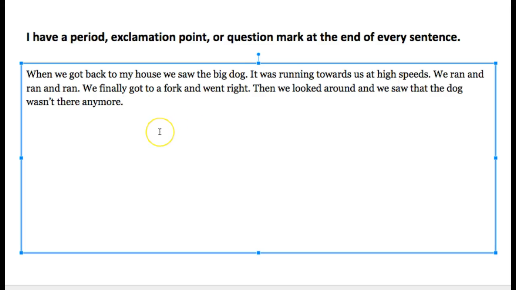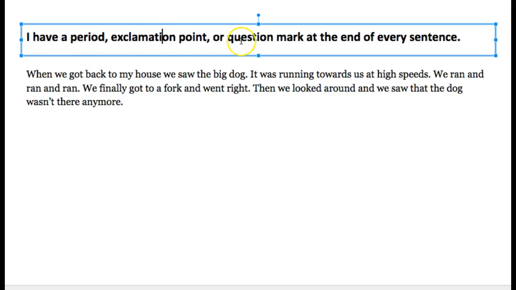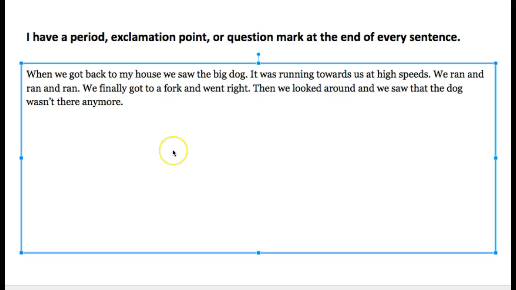So now I want you to go back to your essay or story and check to see that you have end punctuation, check to see that you have periods, exclamation points, or question marks. You're going to check that you have the periods, exclamation points, or question marks at the end of each idea.